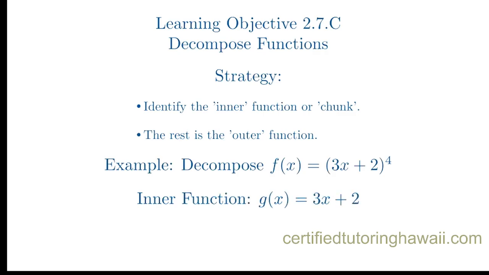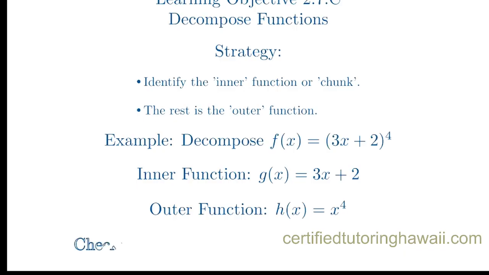Once we identify the inner function, we replace that entire part of the original expression with a simple x to find the outer function. If g of x is the part inside the parentheses, then our outer function, h of x, is simply x to the 4th power. Let's check our work. If we compose h of g of x, we get h of 3x plus 2, which is 3x plus 2, to the 4th power. This matches our original function, f of x. We have successfully decomposed the function.